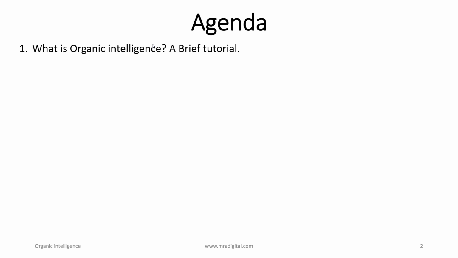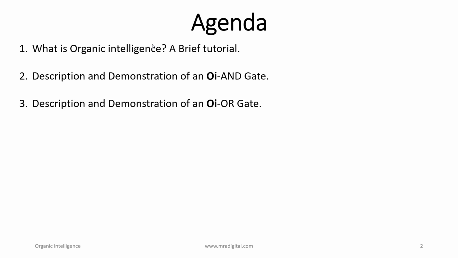Okay, so what's the agenda? Well, the first thing I'll do, I'll tell you about organic intelligence, what it is, where it came from, and also give you a brief tutorial about it. Afterwards, we'll demonstrate an organic intelligence AND gate, which is a logical gate that doesn't require any external power whatsoever. Then after the AND gate, we'll do a demonstration of the organic intelligence OR gate. Also, it doesn't require any external power.